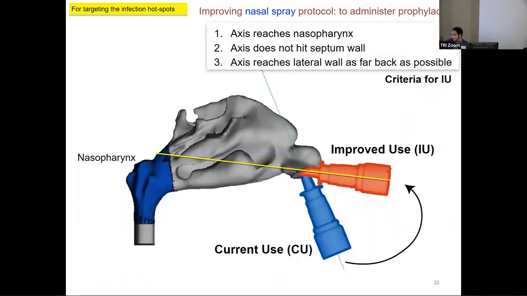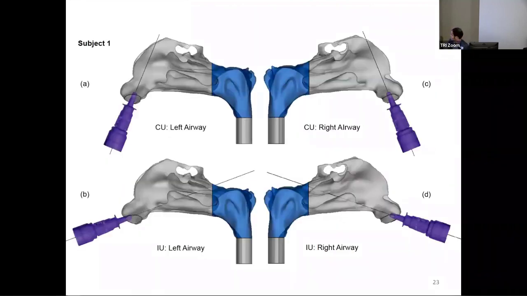And hence you can tell that based on the anatomy, this is a personalized direction. So the angle is not going to be the same for every person, as long as we follow these 3 conditions. So this is a comparison of the CU direction, or the current use direction, and the improved use, or IU, direction in our test subjects. You can see that essentially we are trying to hold the spray bottle with the IU as much horizontal as possible. And if I could show you the other angle, the frontal view, the spray axis is inclined a little towards the cheeks to make sure that it cuts through the nasopharynx eventually.